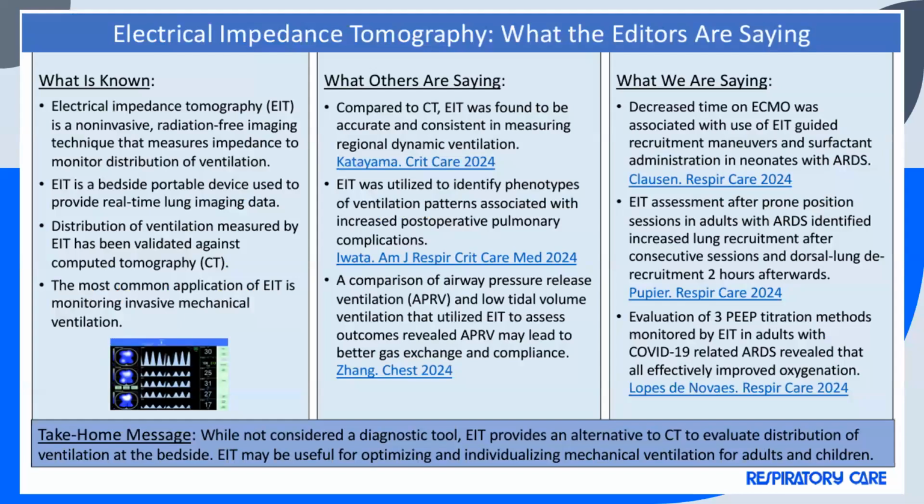This slide features a graphic that some of you, if you are part of the AARC and get the Respiratory Care Journal, may have gotten. I was very excited to see this in my inbox, I think last week or the week before, where the Respiratory Care Journal was highlighting some journal articles and abstracts that they had accepted for publication about EIT. You can see here that they're talking about how, compared to CT, EIT was found to be accurate and consistent in measuring regional dynamic ventilation.